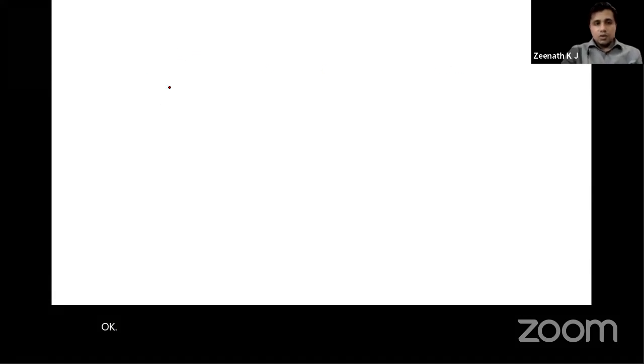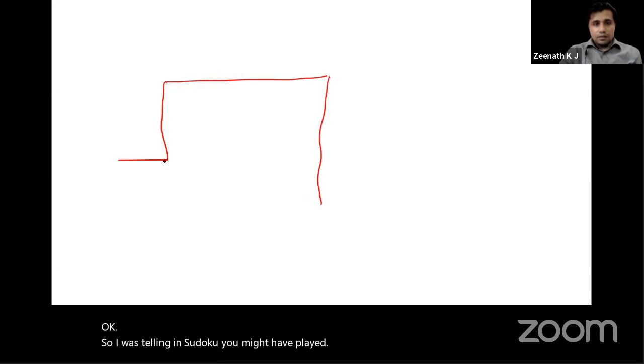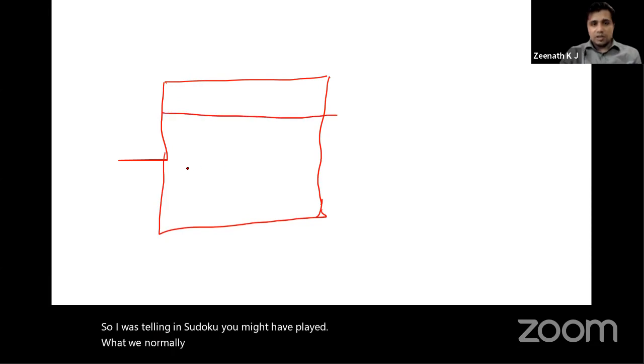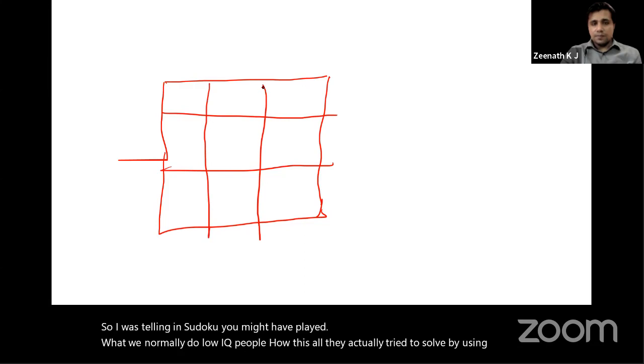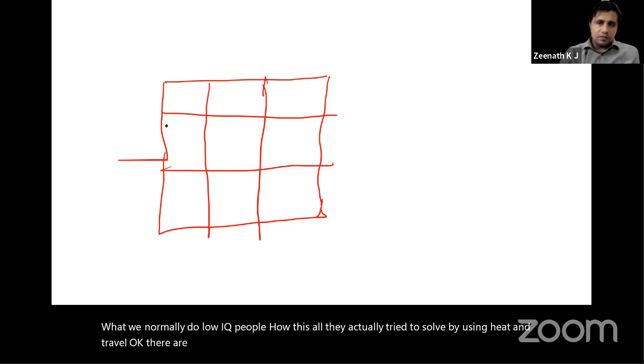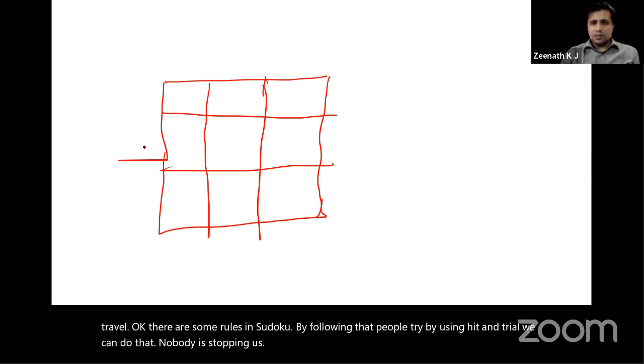So I was telling, in Sudoku you might have played. What do we normally do? Low IQ people, how do they solve? They actually try to solve by using hit and trial. There are some rules in Sudoku, and by following them, people try by hit and trial. We can do that. Nobody is stopping us.